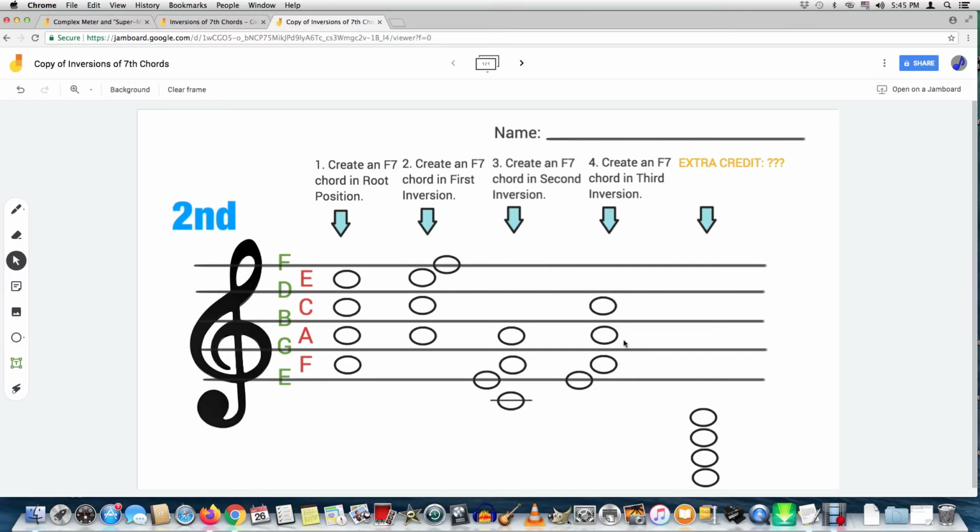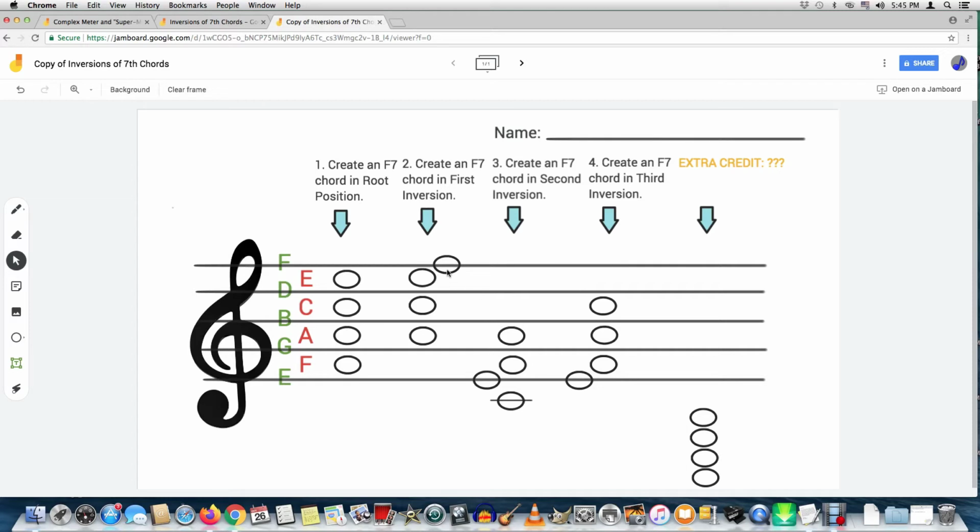Do we have a harmonic interval of a third in the middle? Yes, because F is 1, then G would be 2, and A is 3. Do we have a harmonic interval of a third on top? Yes, because A is 1, B would be 2, and C is 3. So that makes a third. We have a second on the bottom, third in the middle, third on top. That's third inversion.